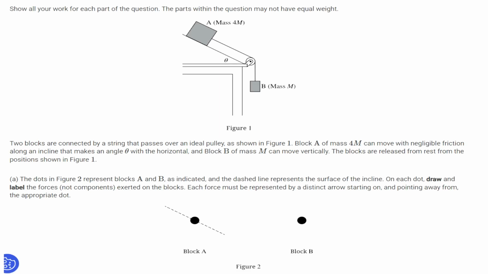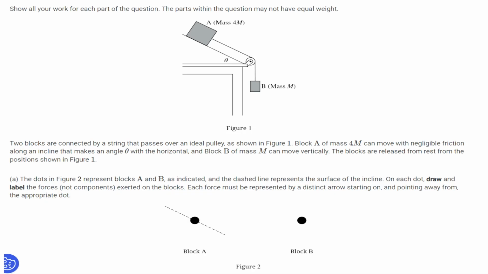Two blocks are connected by a string that passes over an ideal pulley, as shown in Figure 1. Block A of mass 4m can move with negligible friction along an incline that makes an angle theta with the horizontal, and block B of mass m can move vertically. The blocks are released from rest from the positions shown in Figure 1.